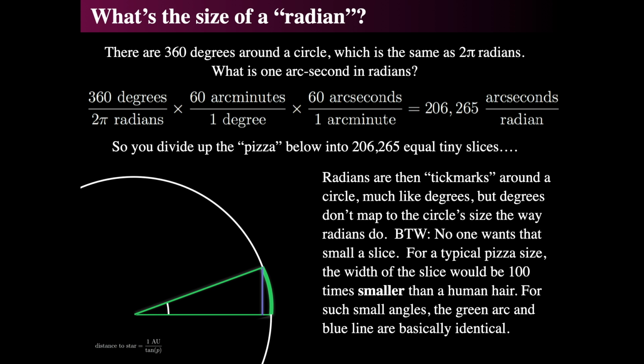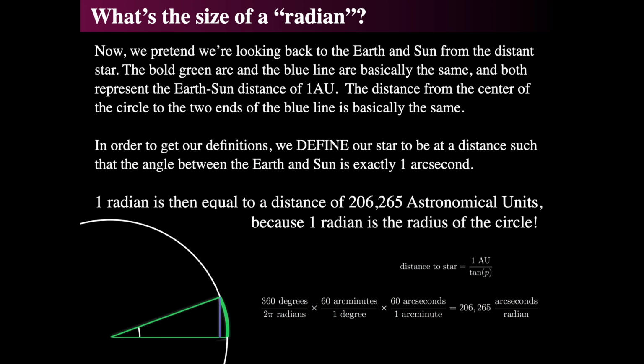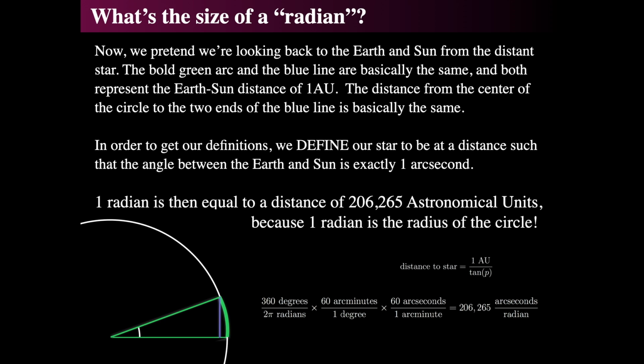Remember, a radian is a measurement of the distance from the center of the circle to the edge of the circle. So a radian is a radius. So we're relating an angular measurement to the radius. What is that size? Wait a second. 1 radian is actually equal to a distance of 206,265 astronomical units, if the little tiny white angle in the center is exactly 1 arcsecond. That's fantastic. That's exactly what we're looking for.